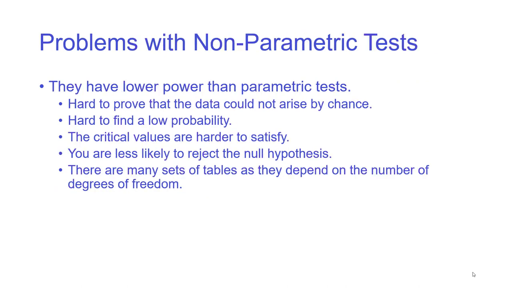Now, the problem with non-parametric tests is they have lower power than parametric tests. So what does that mean? It means it's very hard to show that this difference did not arise by chance. It's very hard to find low probabilities. You have to have very clear evidence to work out that the probability of this happening by chance is small. So that means things which are called critical values are harder to satisfy, and it's much harder for you to reject the null hypothesis.